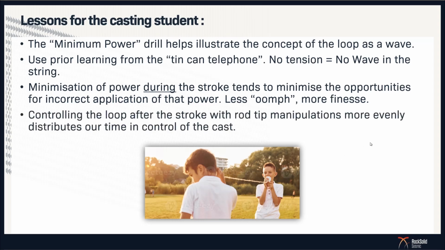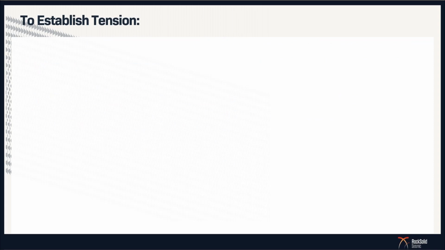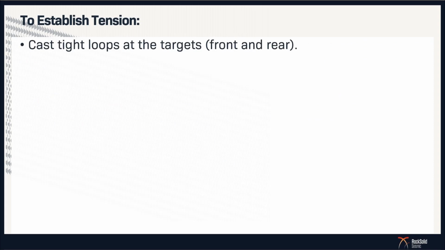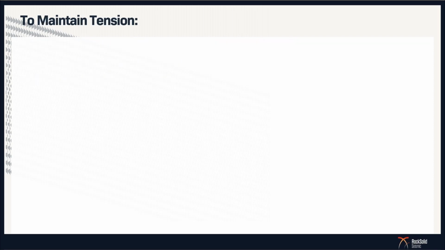Controlling the loop after the stroke with rod tip manipulations more evenly distributes our time in control of the cast. So it's not just hit it and wait, hit it and wait. We hit it and we control it. We hit it and we control it, and we hit it and we control it. So to establish tension, we cast tight loops at the targets. This is what we all do. We cast with higher line speed. We use higher line weight.